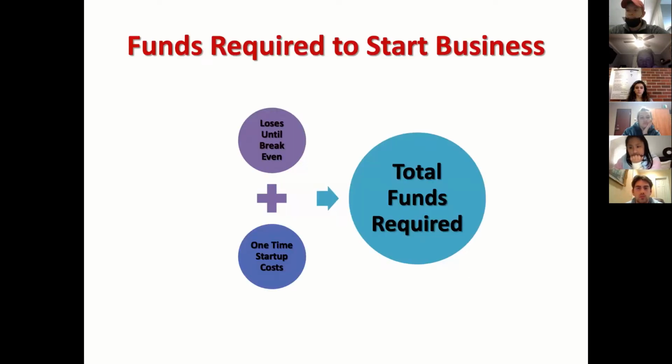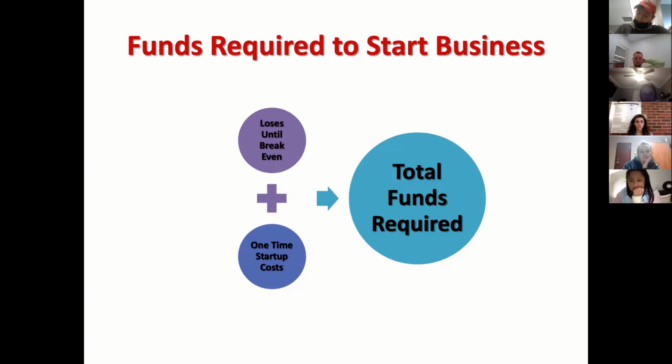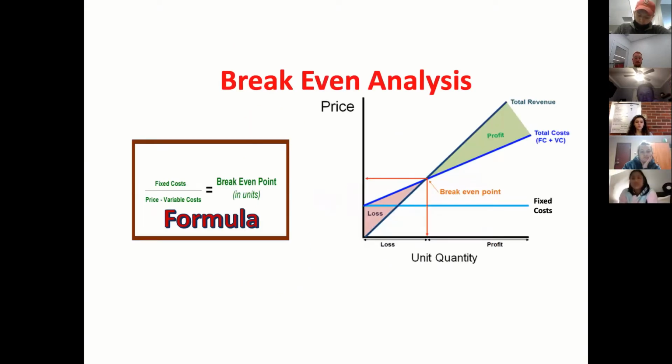Here we go: losses until break-even, plus your one-time startup costs, equal total funds required. Let me tell you what that means. Let's suppose you're losing $1,000 a month, and it's going to take you 6 months to break even. You need $6,000. Plus, let's suppose it costs you $10,000 to get your business started. You need the $10,000 plus the $6,000, so you really need $16,000. If you don't have the $16,000, of course, you can't start your business.